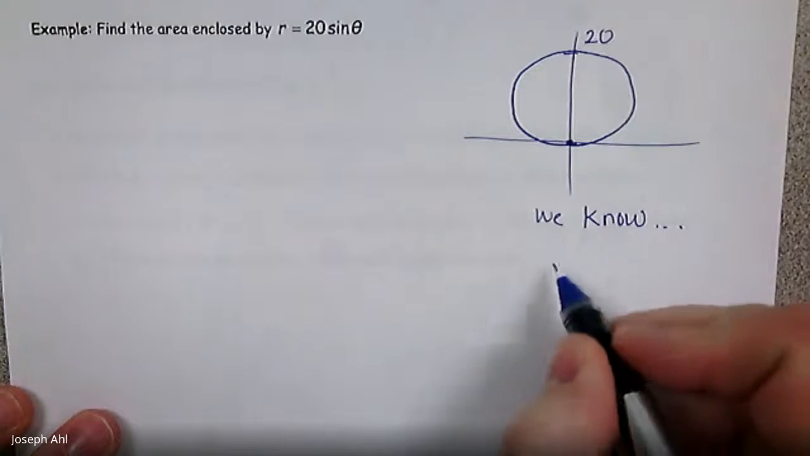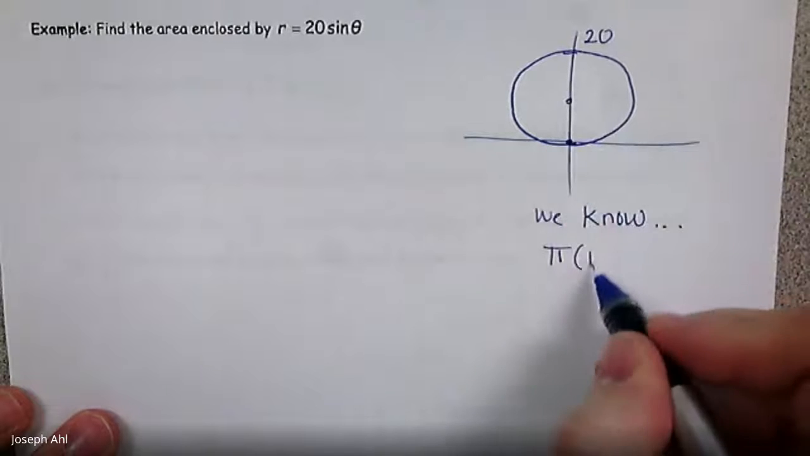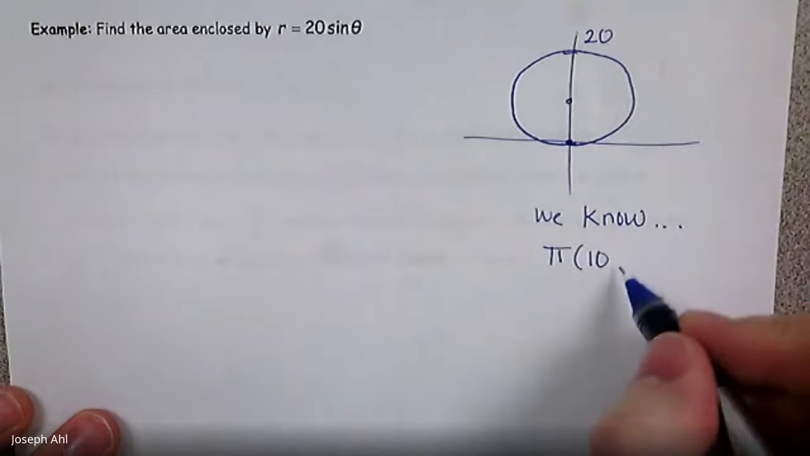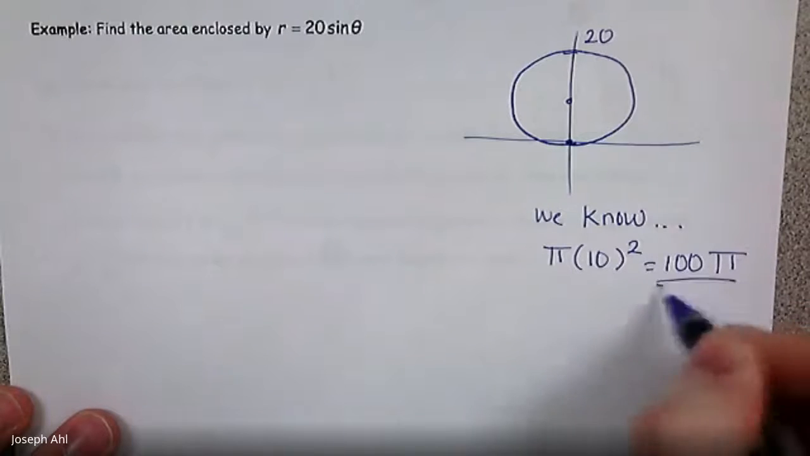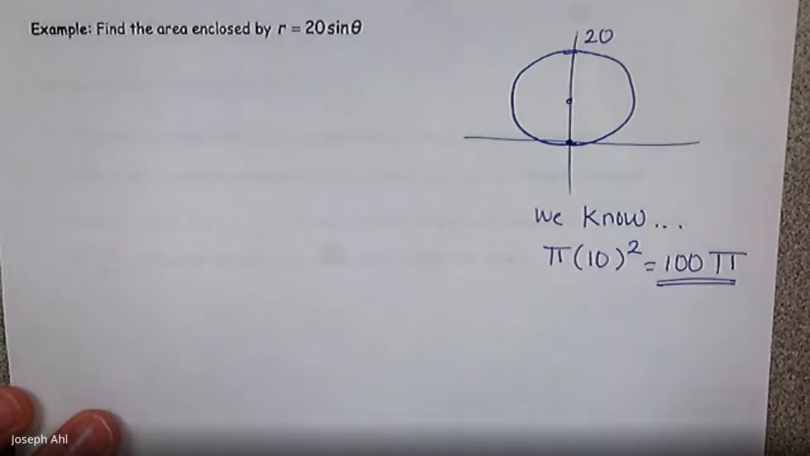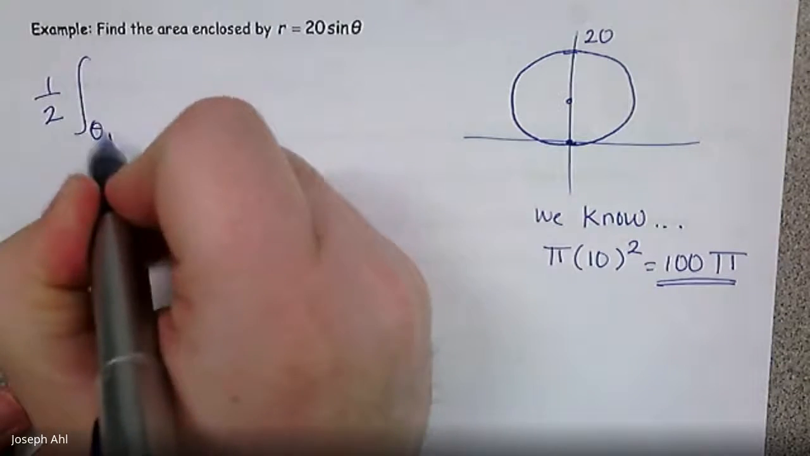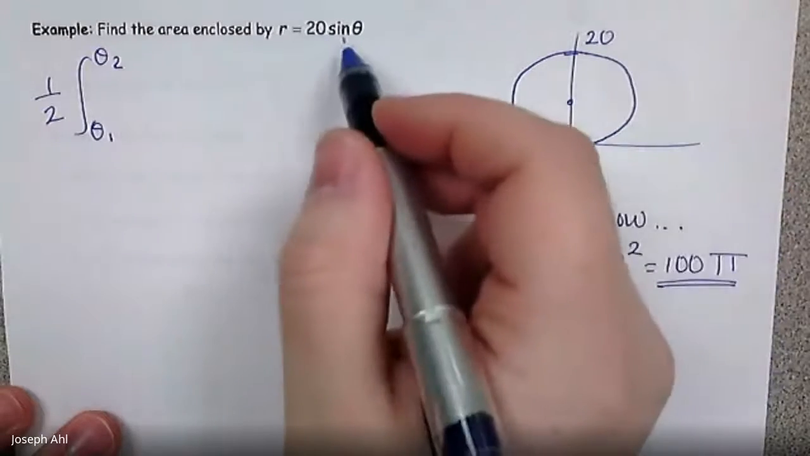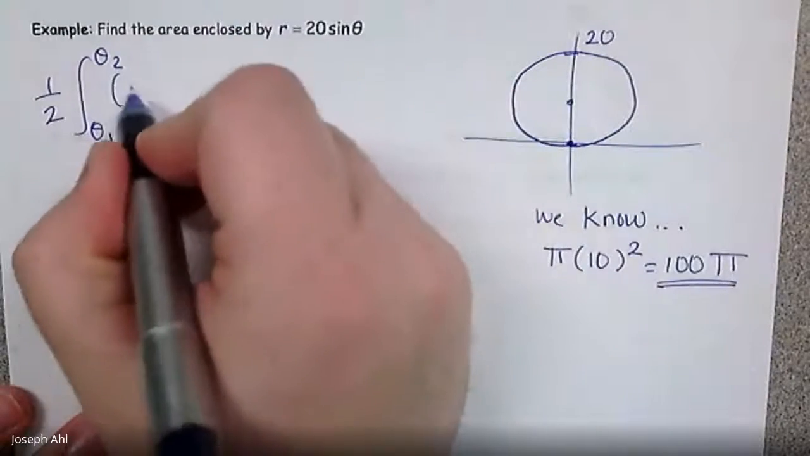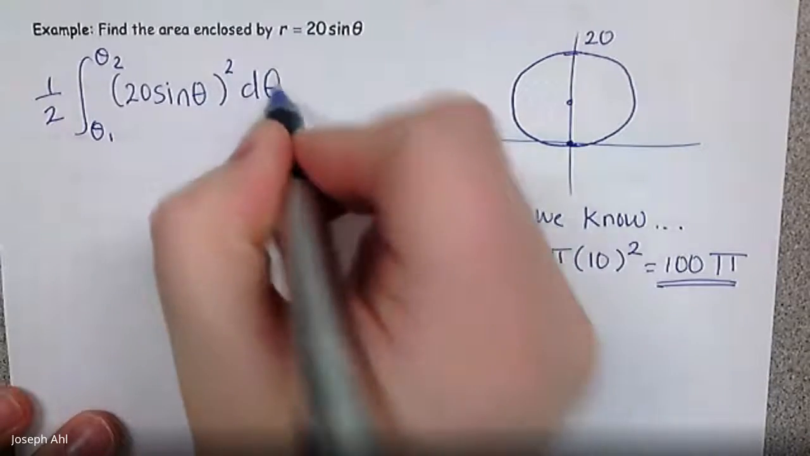Well, what do we know the area to be? It's going to be pi r squared, where the diameter is 20, so the radius is 10. So we know that the answer in the end, hopefully, will come out to be 100 pi. Let's check it out. So it's going to be 1/2 from theta 1 to theta 2, I don't know those yet, of my function f of theta here, 20 sine theta squared d theta.